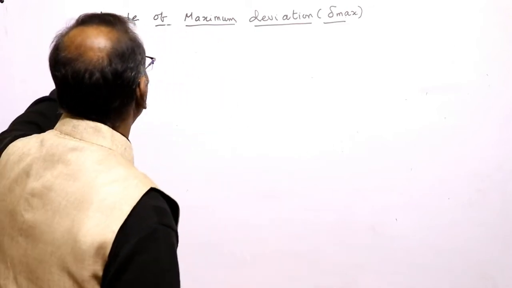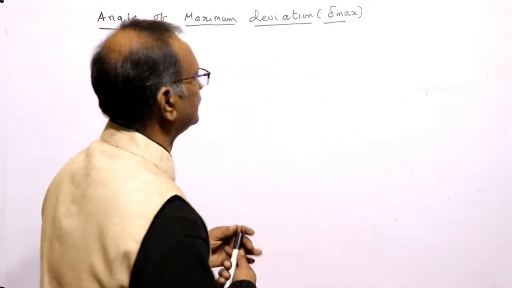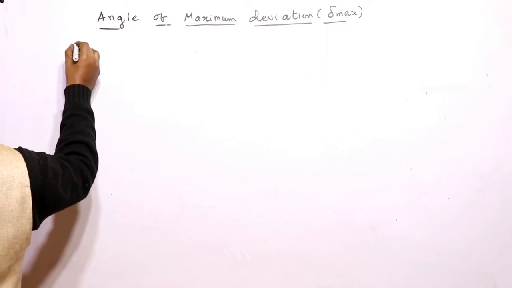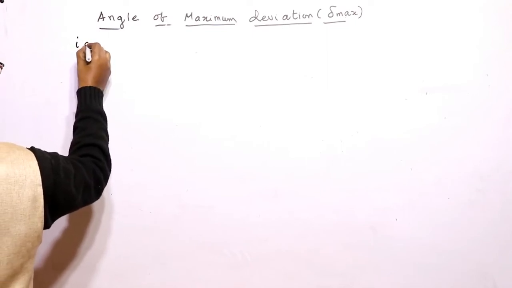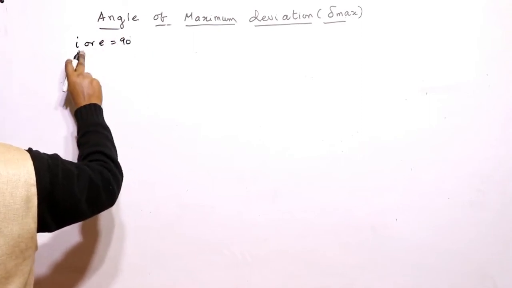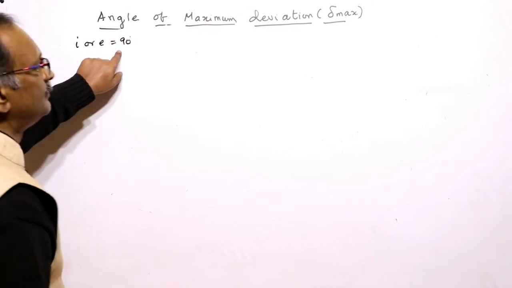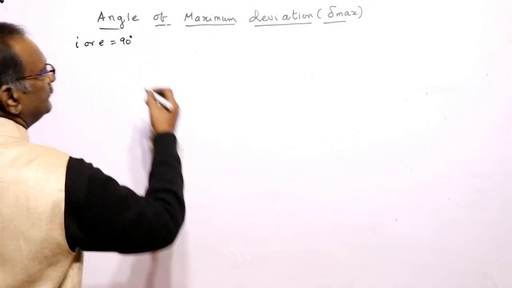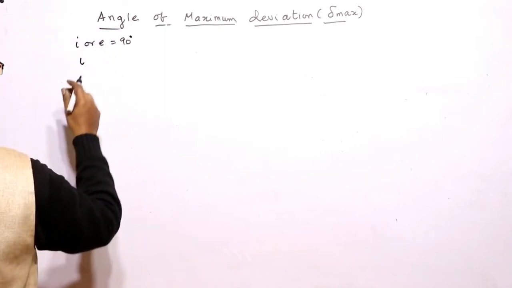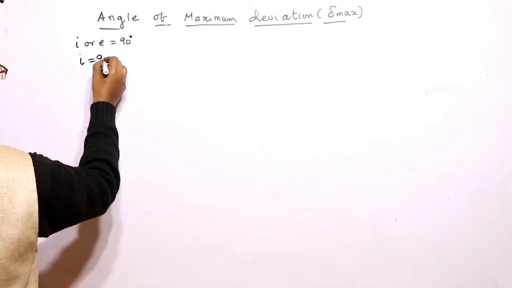Condition for maximum angle of deviation. The condition for maximum angle of deviation is that either the incident angle or the emergence angle should be equal to 90 degrees, either I or E. Let us take I equal to 90 degrees, since either one of the angles should be 90 degrees.